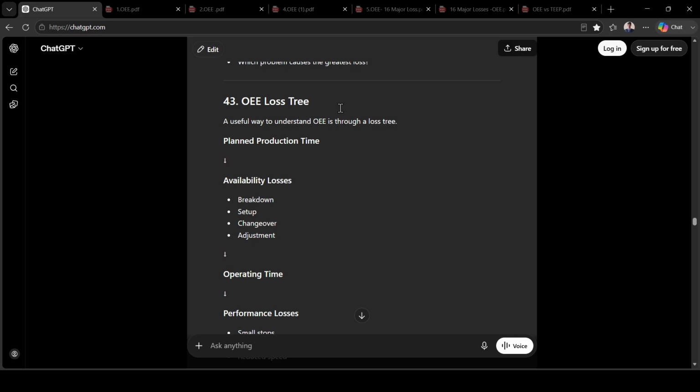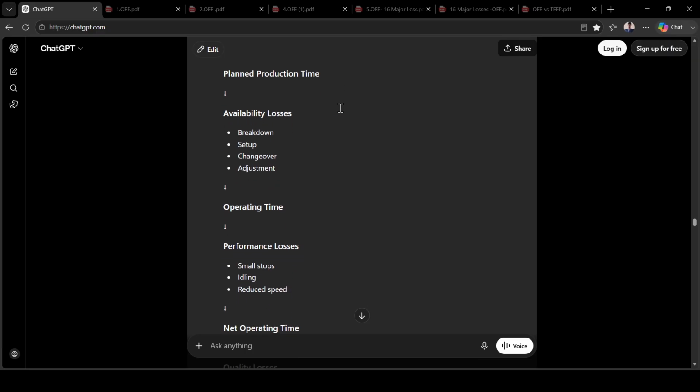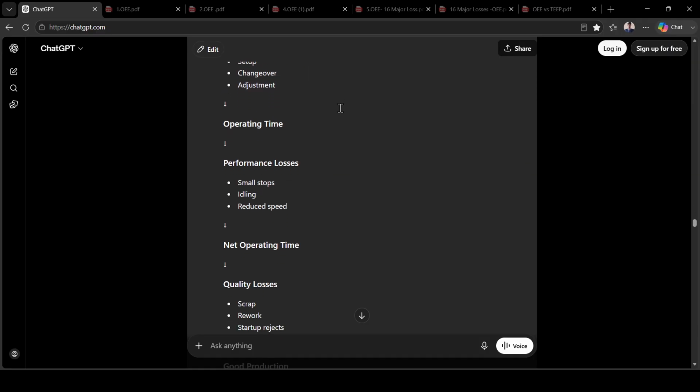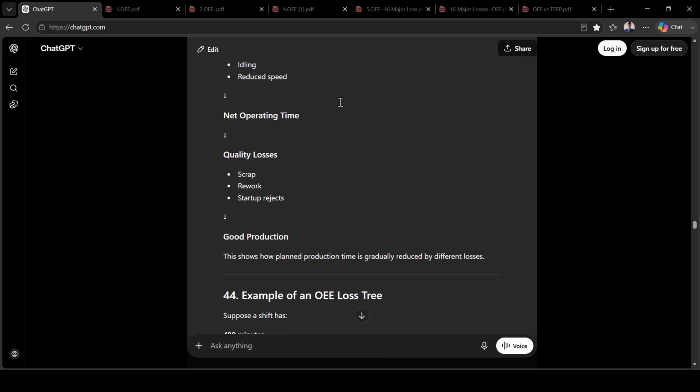Then, the OEE loss tree. A useful way to understand OEE is through a loss tree. Start with plant production time. Then come the availability losses: breakdown, setup, changeover, adjustment. Then operating time. Then the performance losses: small stops, idling, reduced speed. Then the net operating time. Then the quality losses: scrap, rework, rejects. Then the good production.